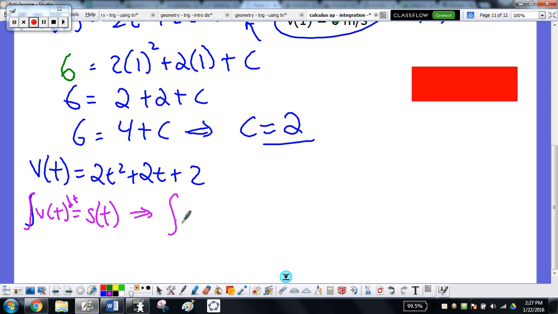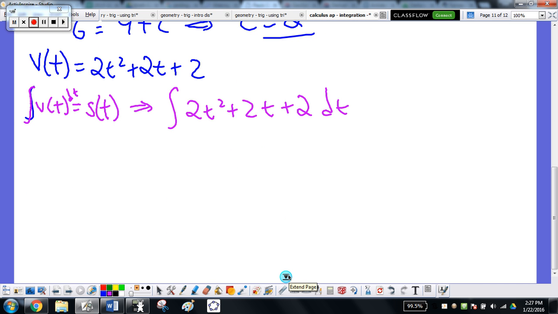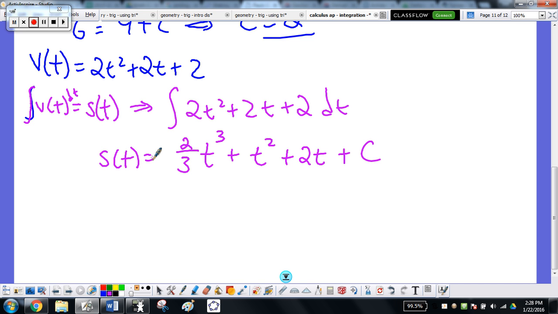Okay, well, antiderivative of 2t squared plus 2t plus 2 dt. That shouldn't be too bad. I'm sorry the t's and the pluses match each other so much, but what are you going to do? All right, so this will be 2/3 t cubed, right, plus t squared plus 2t plus c. Right, that should be our position function, the antiderivative of the velocity function. Because the velocity is the derivative of the position function.